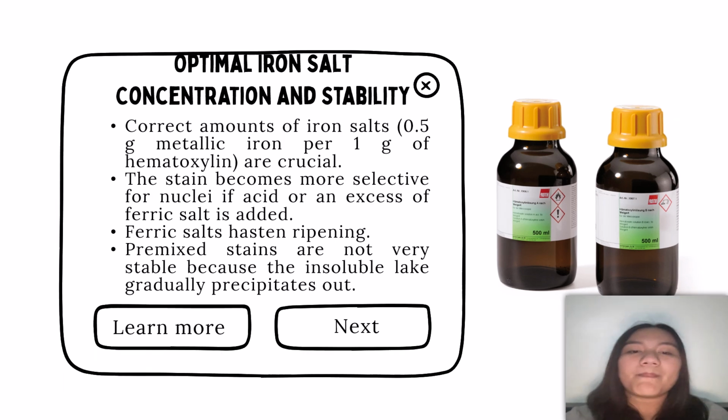which is useful for photomicrography. Regarding optimal iron salt concentration and stability, the correct amount of iron salt is 0.5 gram of metallic iron per 1 gram of hematoxylin, because the correct amount is crucial. The stain becomes more selective for nuclei if acid or an excess of ferric salt is added. Ferric salt can also hasten the ripening, and the premix stains are not very stable because the insoluble lake gradually precipitates out.